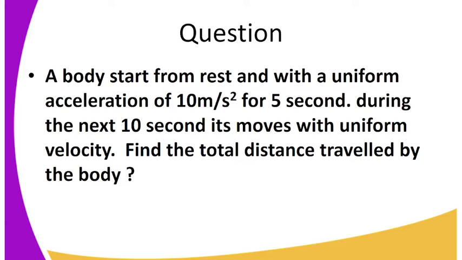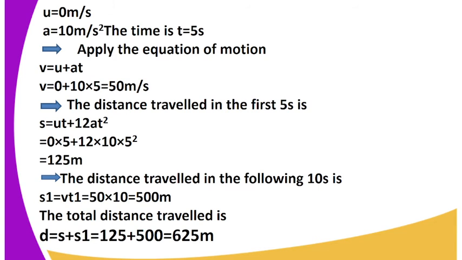A question. A body starts from rest with a uniform acceleration of 10 meters per second squared for 5 seconds. During the next 10 seconds, it moves with uniform velocity. Find the total distance traveled by the body. This is our solution. Since u is 0 meters per second, because the body is starting from rest, a is 10 meters per second squared, and the time t is 5 seconds. The equation we're going to use is v = u + at, whereby v = 0 + 10 times 5, which gives us 50 meters per second.